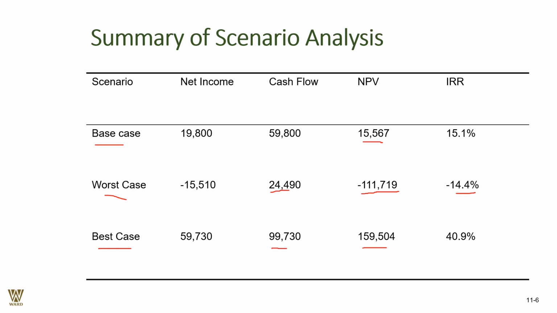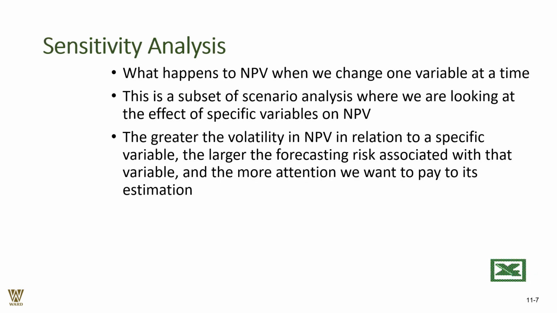It is $99,730. The net income is approximately 30%, around $59,730. So if this is 30% over the initial 200,000, what is the internal rate of return? Stupendously high at 40.9%. Now this is a summary of a scenario analysis.